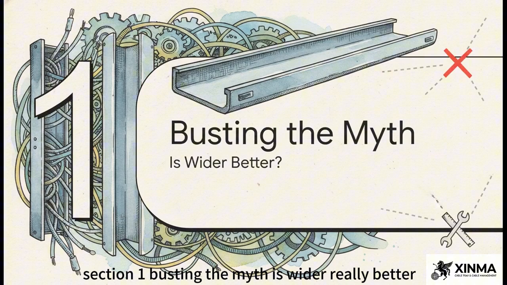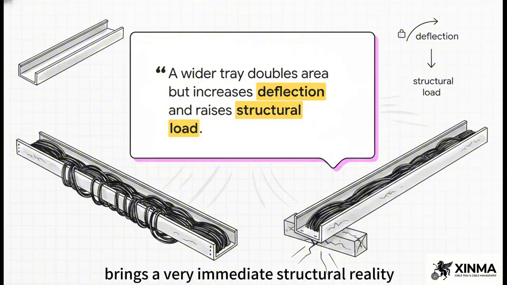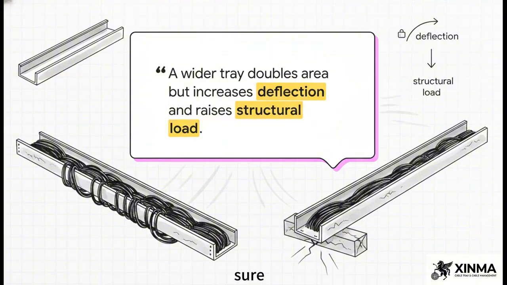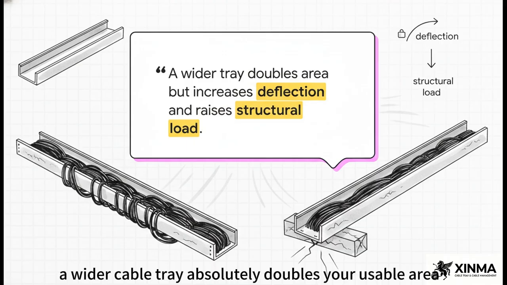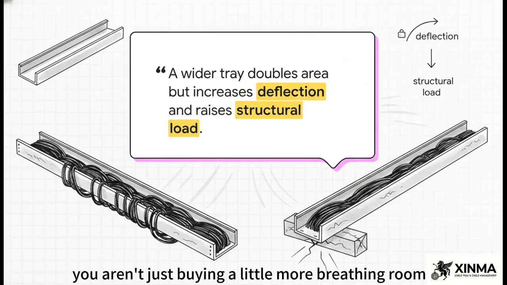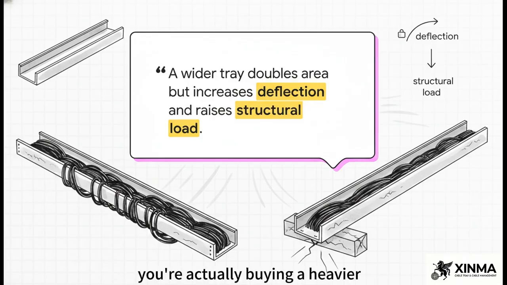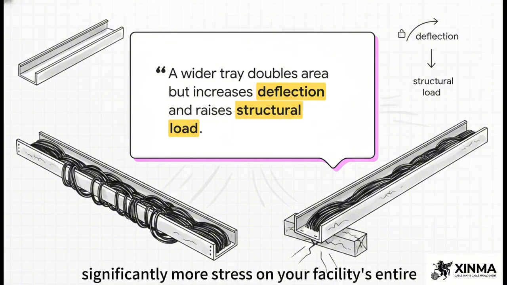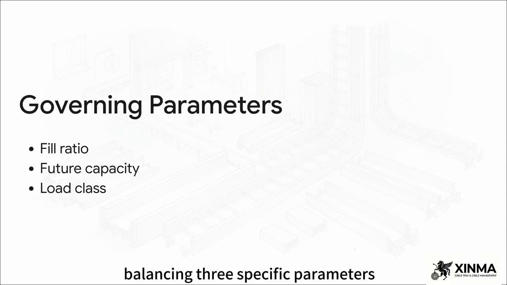All right, Section 1. Busting the myth, is wider really better? Defaulting to a larger size brings a very immediate structural reality. Sure, a wider cable tray absolutely doubles your usable area. That's just basic math, and it's true. But here's the catch: it also drastically increases deflection and cranks up the structural load. You aren't just buying a little more breathing room for your cables. You're actually buying a heavier, much more cumbersome physical footprint that places significantly more stress on your facility's entire infrastructure.